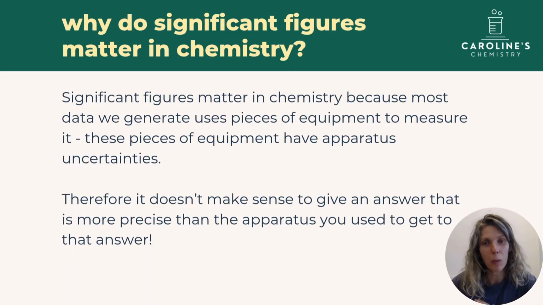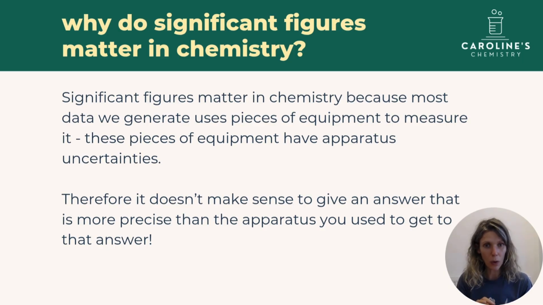Let's get started. So let's mention first why significant figures matter in chemistry. They matter more than, say, when you're doing maths, because chemistry is a practical subject. Most of the data that we generate uses pieces of equipment. So for instance, if I have a volume of 20 centimeters cubed that I'm using in a titration calculation, then I had to measure that 20 centimeters cubed with a pipette or another piece of apparatus. Those pieces of apparatus have apparatus uncertainty, so that's the amount of error associated with that measurement.